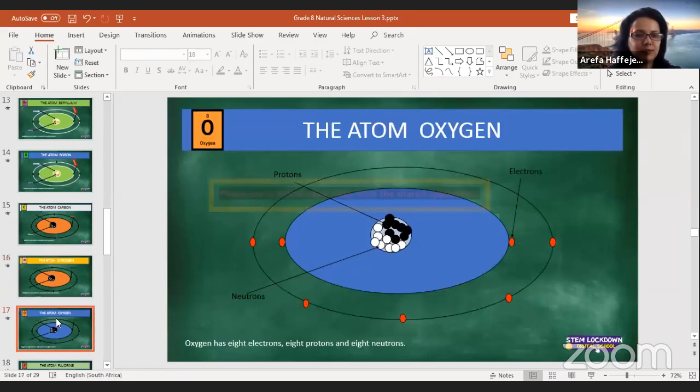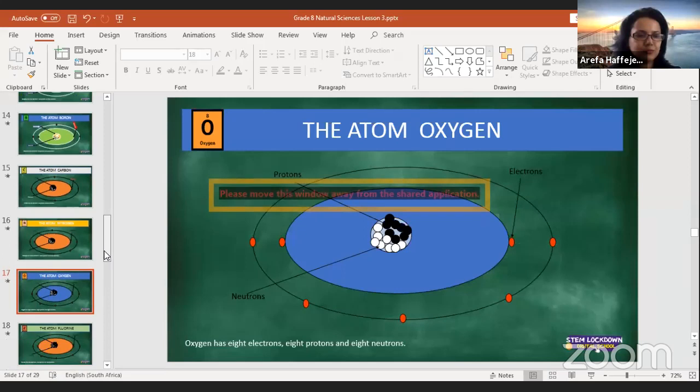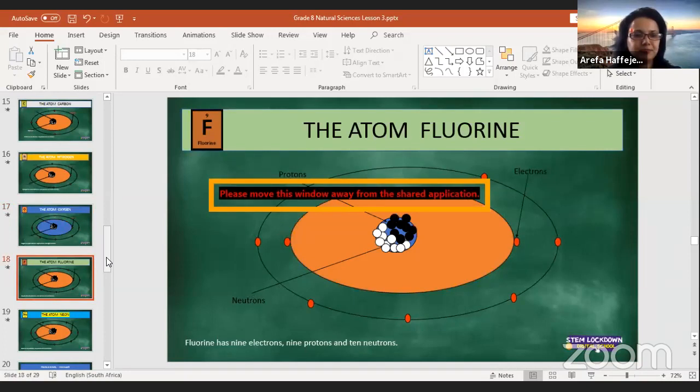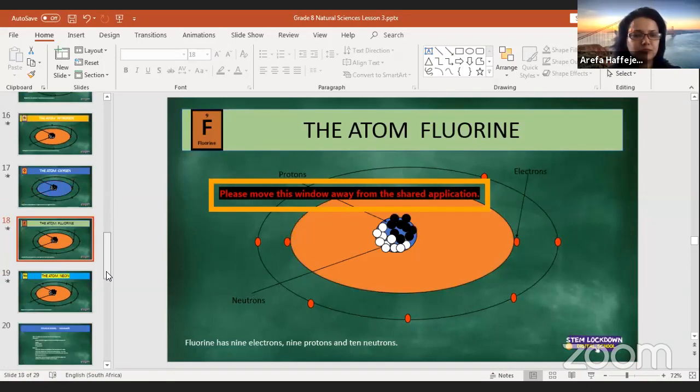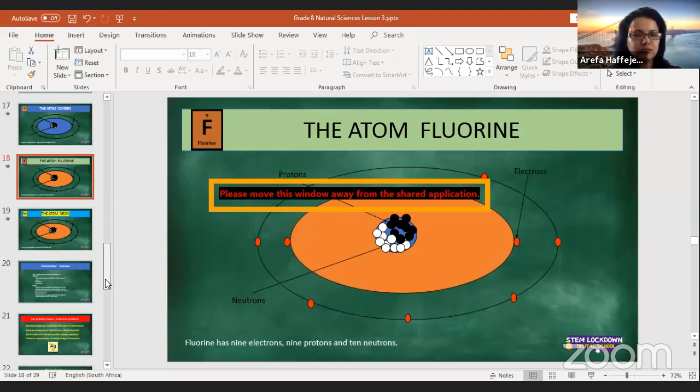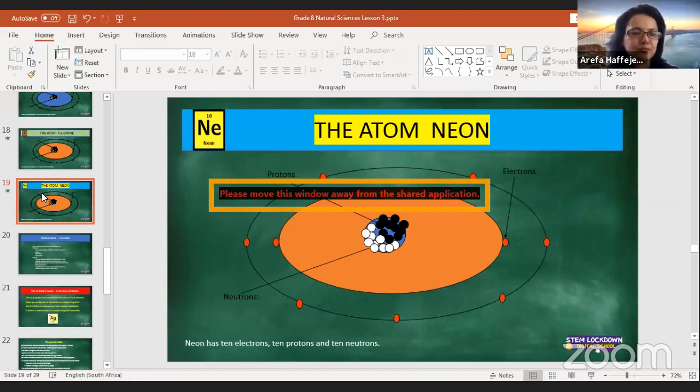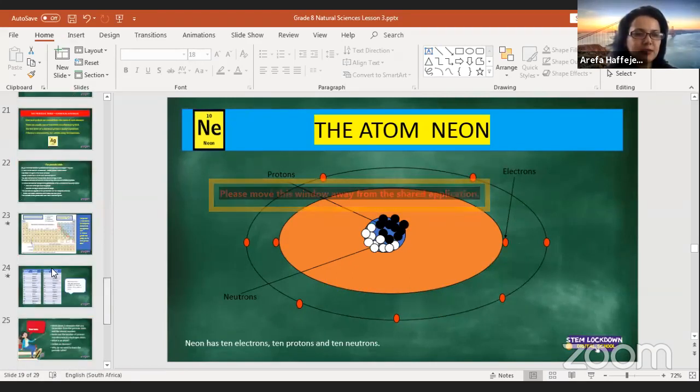We have oxygen, we have fluorine, and neon. Okay, I'm going to put the slide of the periodical table in case you want to choose something else.